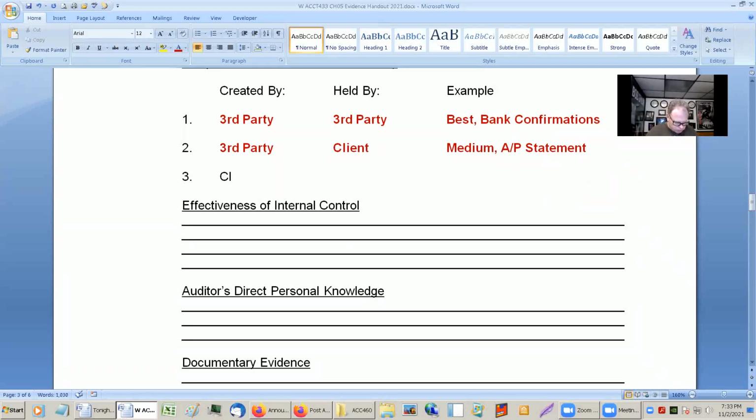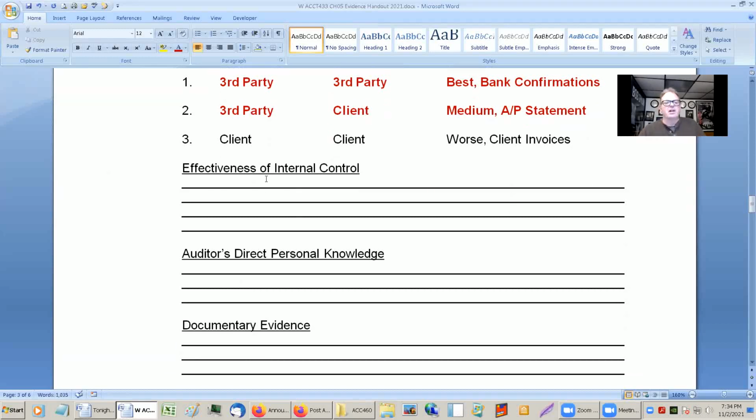The worst evidence is made by the client. And this would be the worst. For instance, client invoices. A client can print out an invoice, basically. So that's the worst evidence.